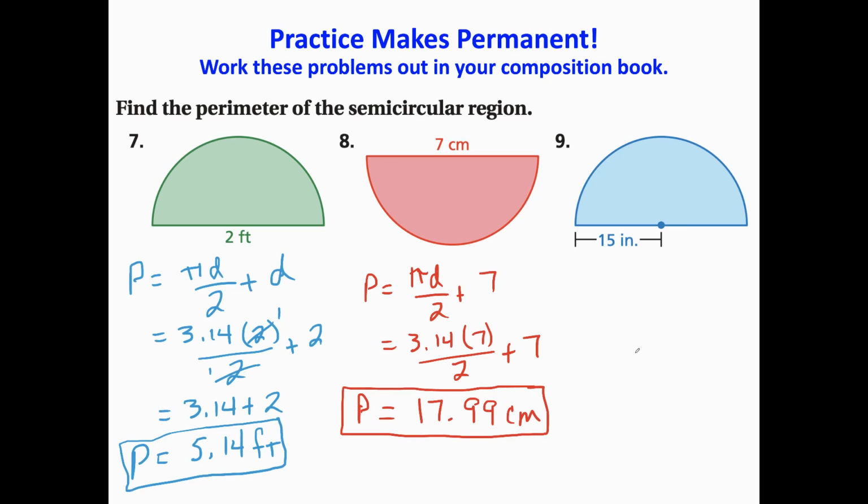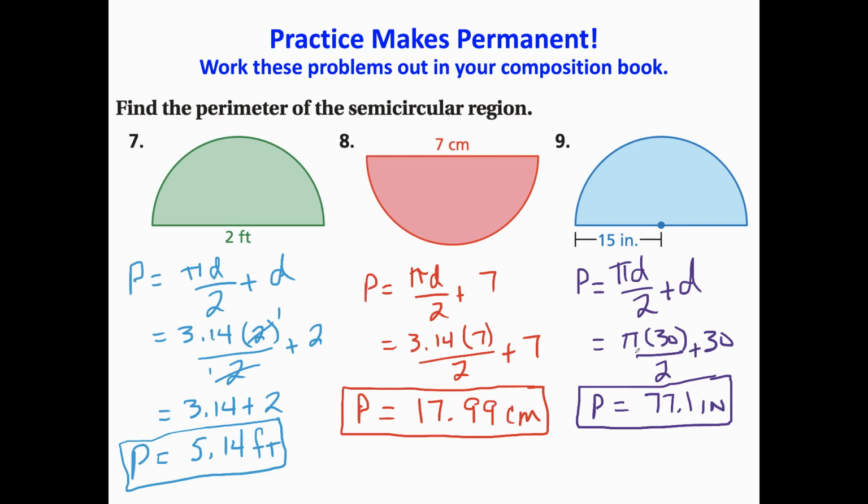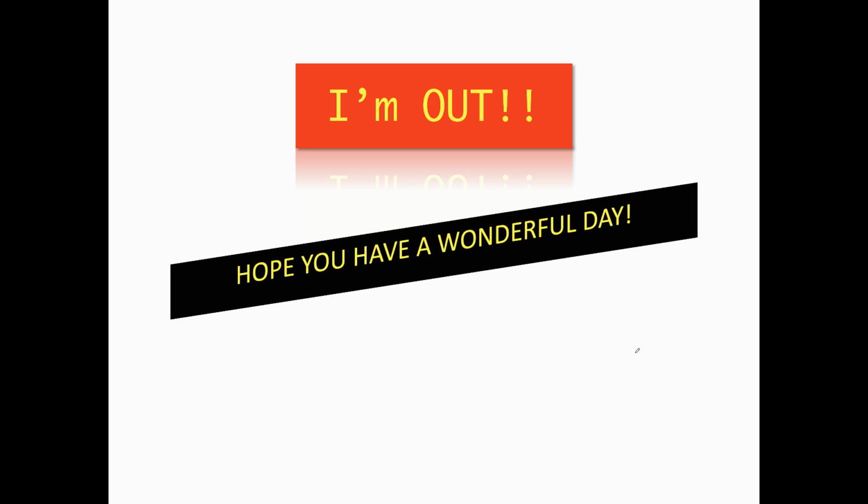I did the same thing for number 8. My diameter was 7. And then for number 9, what is the diameter? It's not 15. That would be the radius. The diameter would be twice that, so it's 30. So be careful. Don't just write down the number blindly without making sure that it is the distance that you want. Okay, so for number 9, you want to make sure that you write down 30 as your diameter instead of 15.